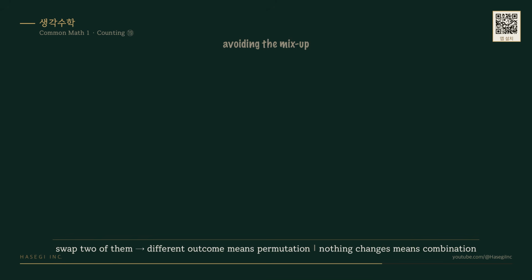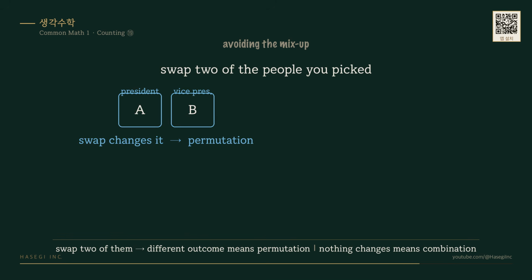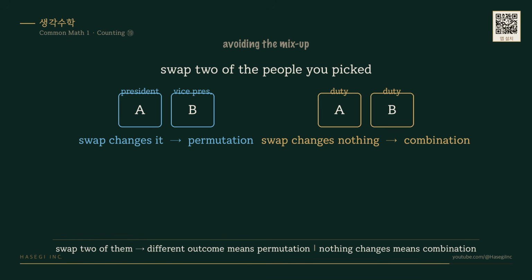So how do you avoid the mix-up in the first place? One question does it. Take 2 of the people you picked and swap their places. Does anything change? If they are president and vice president, swapping turns it into a completely different outcome. That is a permutation. If they are both on cleaning duty, swapping changes nothing at all.